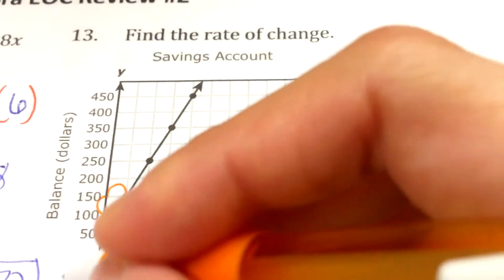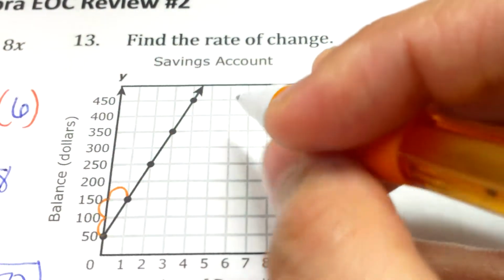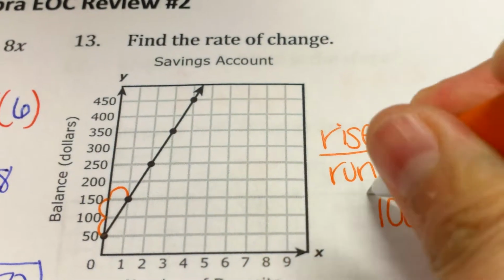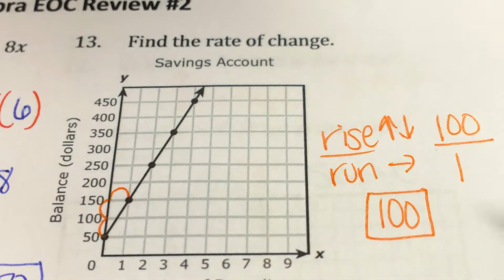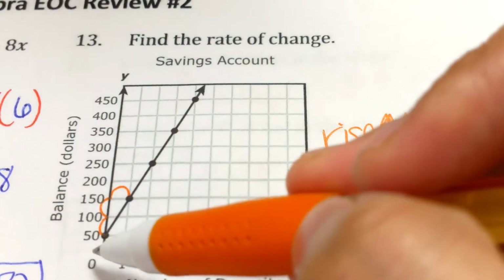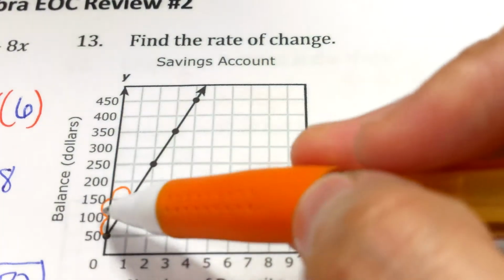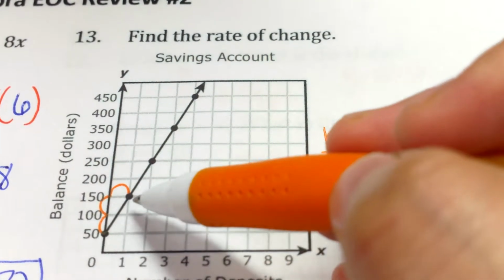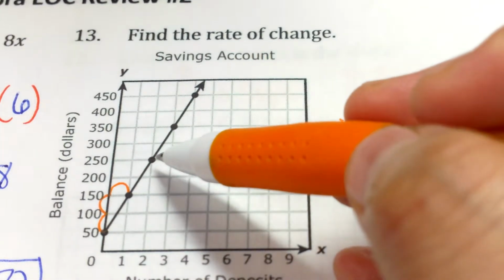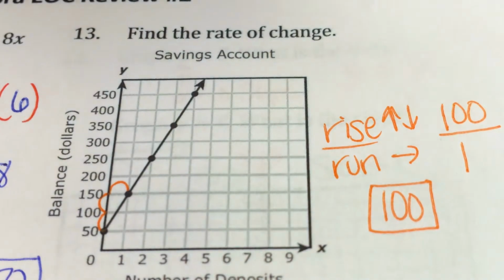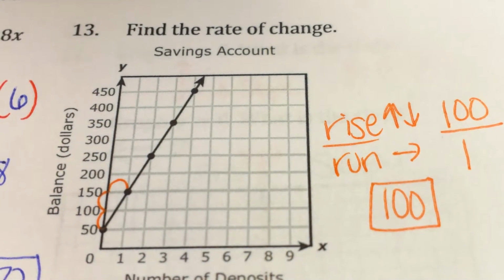And I went up, so it's a positive slope, plus it's going up from left to right. So it's a positive 100. That's my rate of change. 100. Basically what this means is for every deposit, the balance goes up 100. In one deposit, it went up from 50 to 150. In the second deposit, it's going to go up another 100 to 250, and so on. So every deposit, it goes up $100.